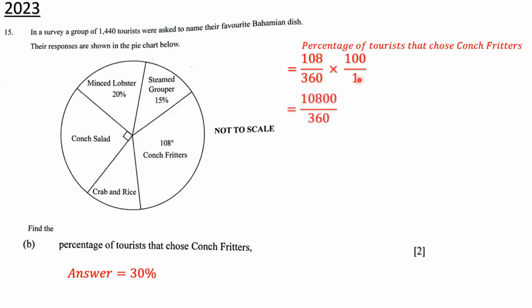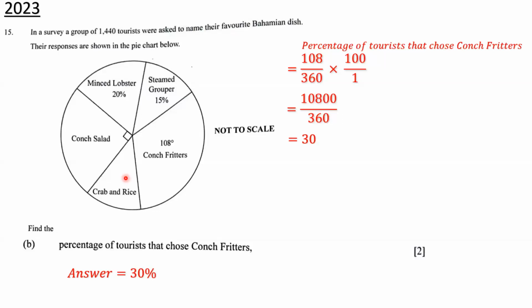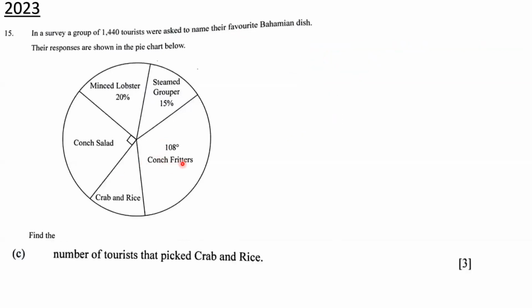So let's multiply. 108 multiplied by 100 is 10,800, and we have 360 multiplied by 1, which is 360. And then we divide. 10,800 divided by 360 gives us 30. And so that's why we get 30% as our percentage of tourists that chose conch fritters. Let's remember that the percentage of tourists that chose conch fritters is 30%. So this right here is 108 degrees or 30%.